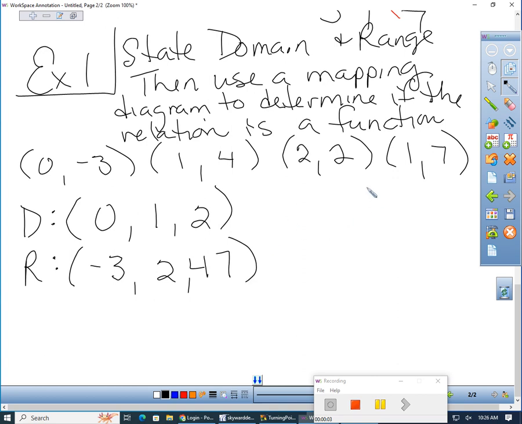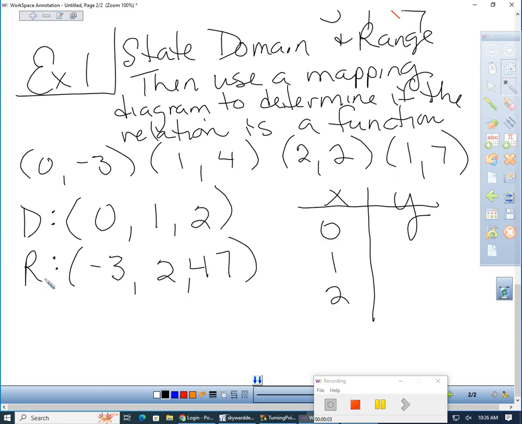Now we make a mapping diagram. So right next to it, I have my x and I have my y. I'm going to list my domain vertically in numerical order, 0, 1, 2. I'm going to list my range numerically, -3, 2, 4, and 7. And now I go ahead and connect my dots. 0 to -3. 1 to 4. 2 to 2. 1 to 7. Correct. This is not a function.